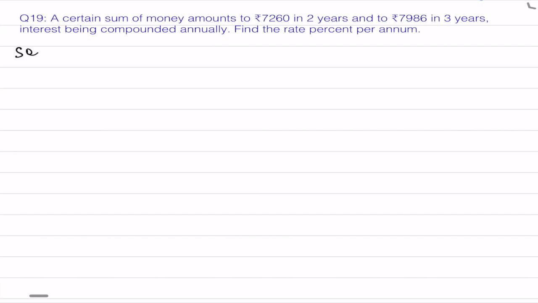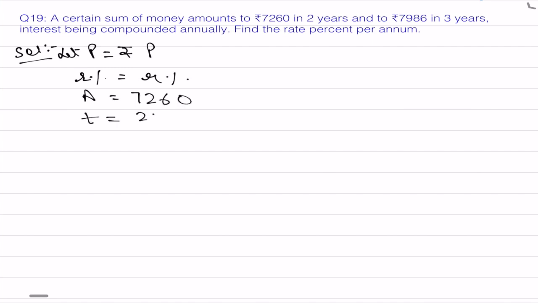Now in this case, they said a certain sum of money amounts to rupees 7,260 in 2 years. It means the principal is missing. So in this question, the principal is also missing, rate percent is also missing. So we'll suppose let the principal be P, rate percent is R percent, and the amount is 7,260 and the time period is 2 years. For the first case.